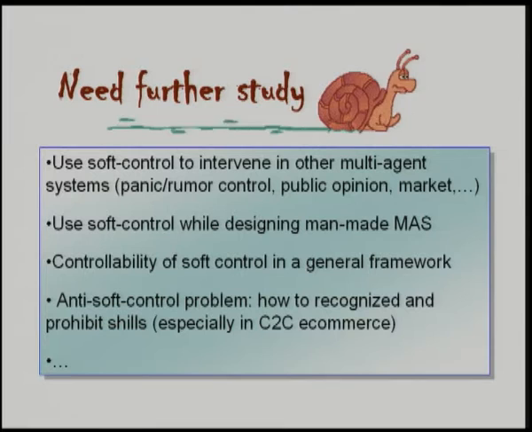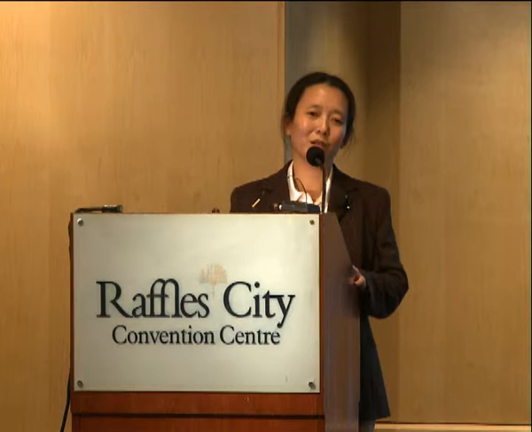We want to continue the study on soft control. First is to try this idea in social systems and economic systems in the future, like panic or rumor control, market behavior, and things like that. And we can also use the idea of soft control when we design an artificial multi-agent system. Usually when people design a multi-agent system, they have to think carefully about how to design a local rule for every agent, and then the system can emerge what we want. But here, if we can put some special shills into the system, it will help us. Maybe we can just define very simple rules for normal agents, but design a few clever shills to help the system emerge what we want. So this is a way for this design.